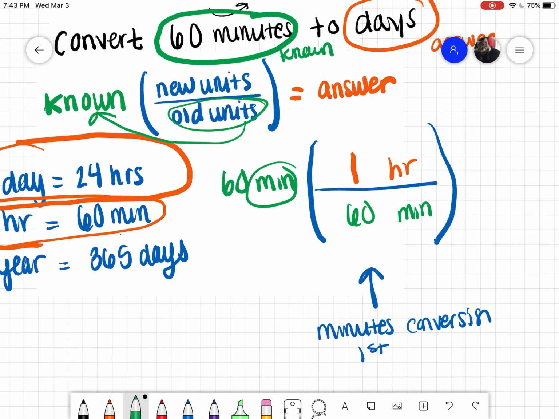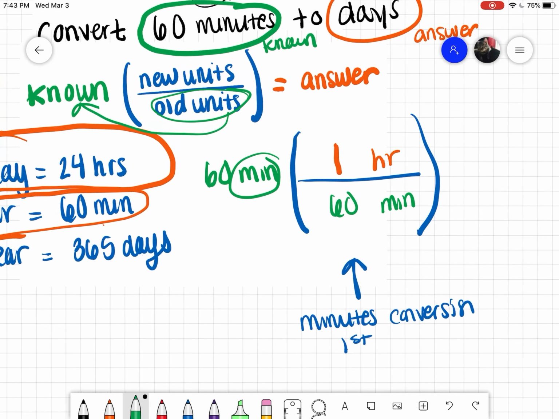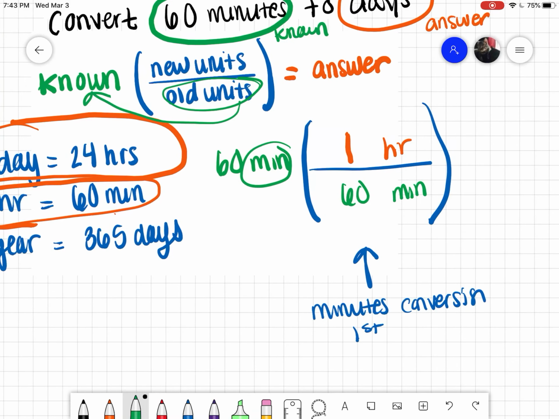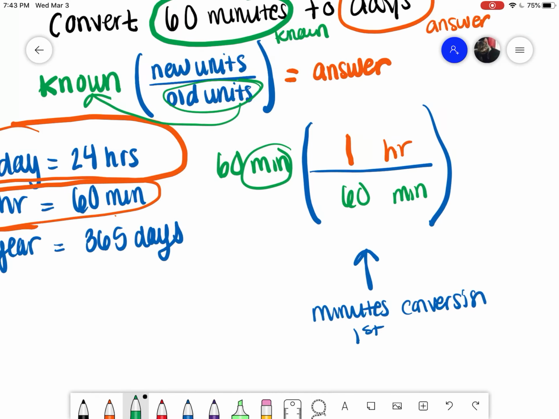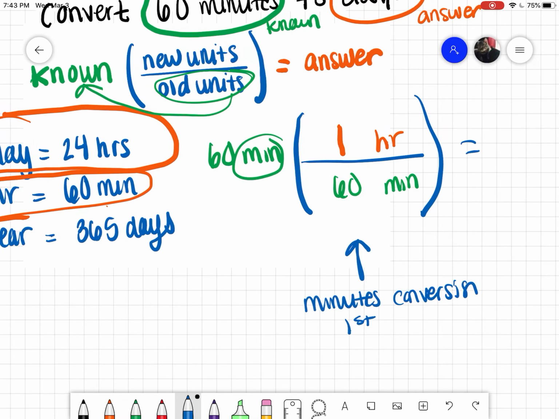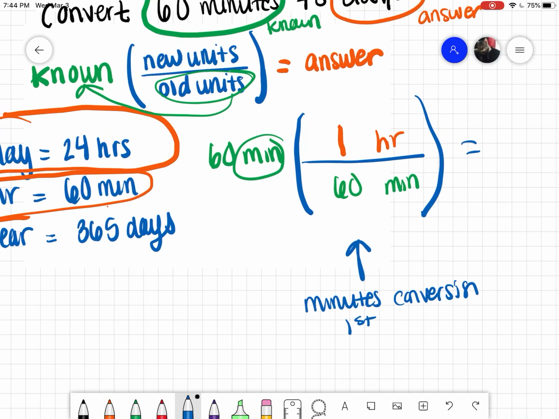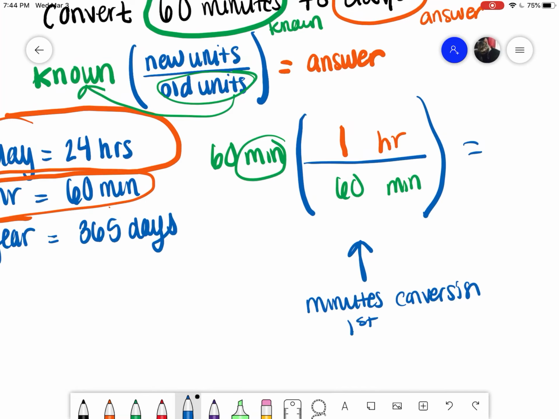Are we done? No, we are not. So at this point, you can stop here and we can find the answer for part 1 before we convert hours to days. So all you would do is 60 times 1, which would be 60, divided by 60, which would just give you 1. So we could just stop right here and it would give us 1 hour. And then we could do the same thing that we just did.